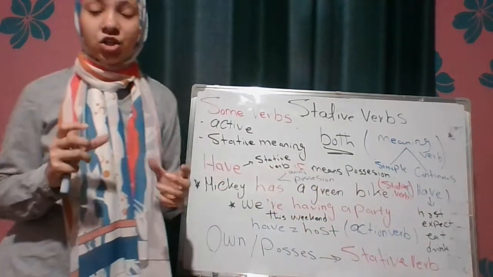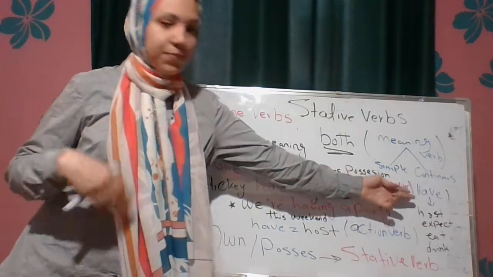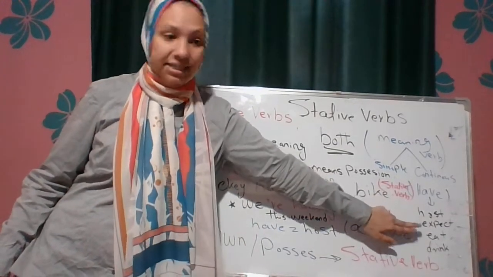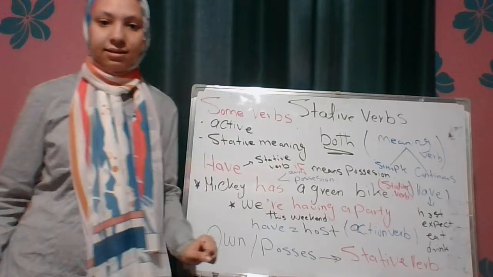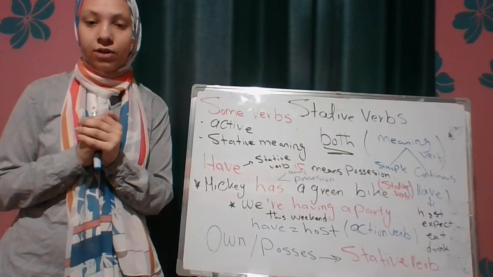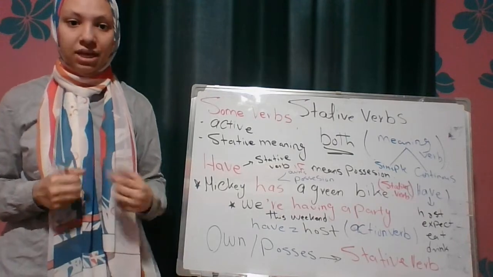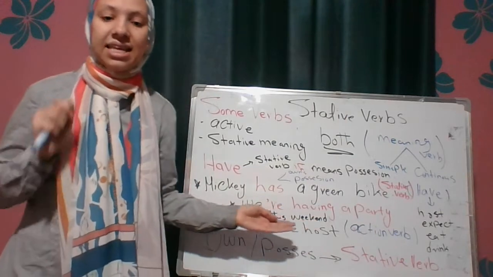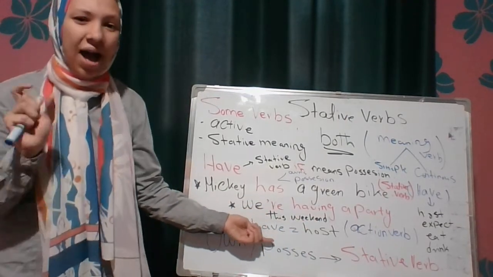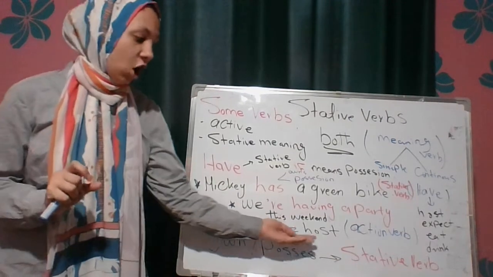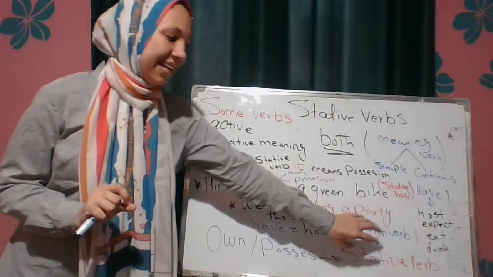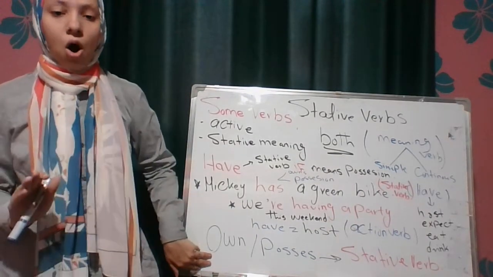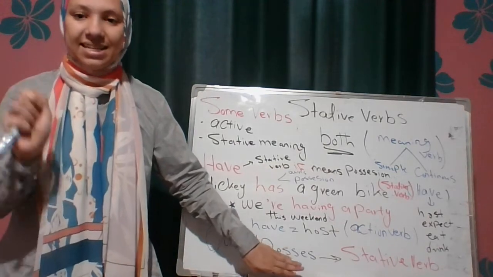And there is more, you must notice it. Have may change meaning, like host, expect, eat, drink. I can say I'm having dinner. This means I'm eating dinner, and here there is an action verb. For example, we are having a party this weekend. So have here means host, so there is an action verb here. If you see own or possess, this is a stative verb.